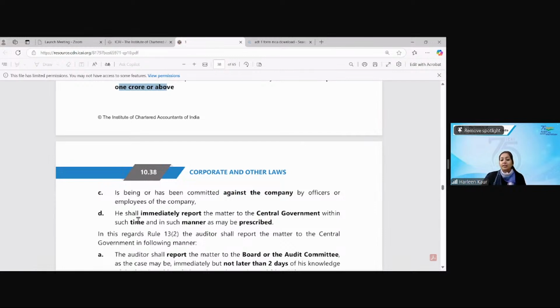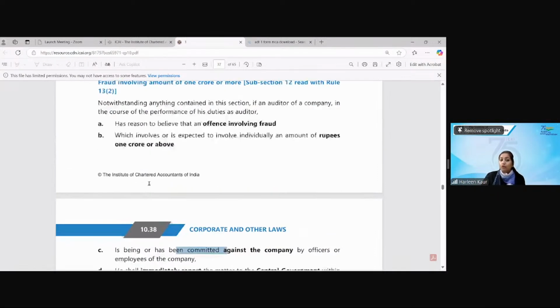At least within 2 days. Immediately report within such time means at least minimum 2 days shall be taken. Not less than 2 days, you have to report it to the central government and the audit committee. So you have found as a statutory auditor that an offense is being committed against the company.